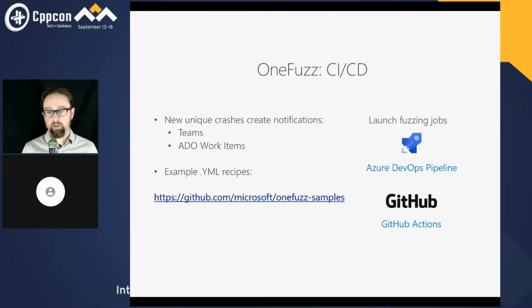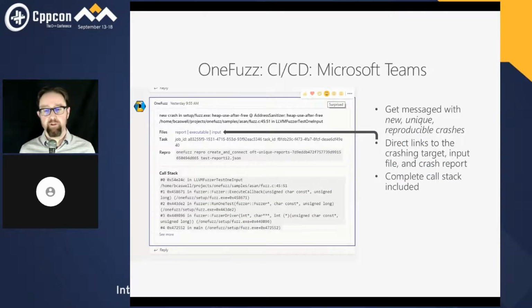So I'm going to show an example from Microsoft Teams. And like Justin said, when you work at Microsoft now, you can get messaged over your chat application with a new, unique, reproducible, fuzzing-induced crash in pre-production code. And along with that notification comes a direct link to the crashing target, a direct link to the input file, and a direct link to the crash report with a complete call stack included. And it really changes the way that fuzzing is viewed when every single bug is reproducible.